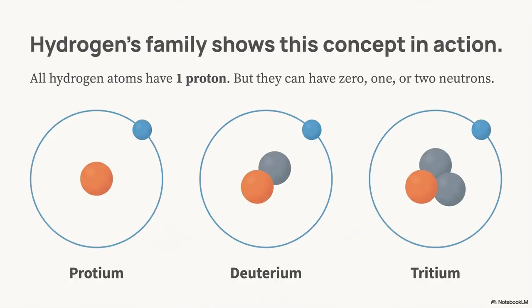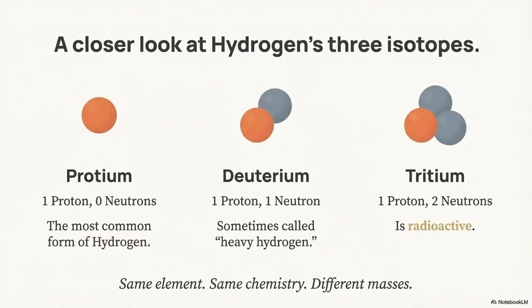Let's look at hydrogen, the simplest element. All hydrogen atoms have one proton, but they can have different neutron counts. Protium has 0 neutrons and is the most common form. Deuterium has 1 neutron, making it heavier than normal hydrogen. Finally, tritium has 2 neutrons and is radioactive. They are the same element and have the same chemistry, but they have different masses.